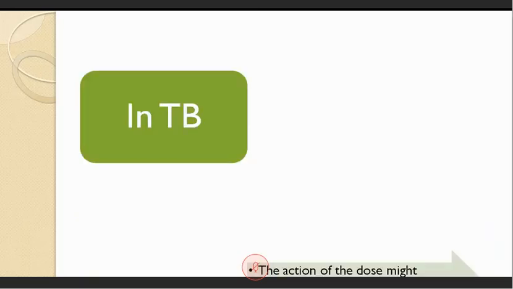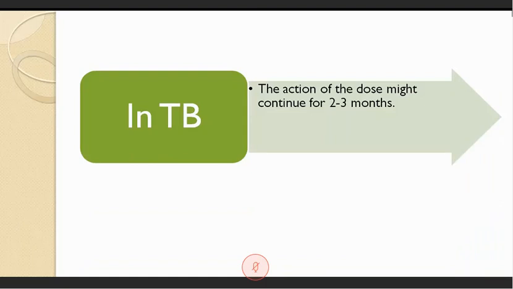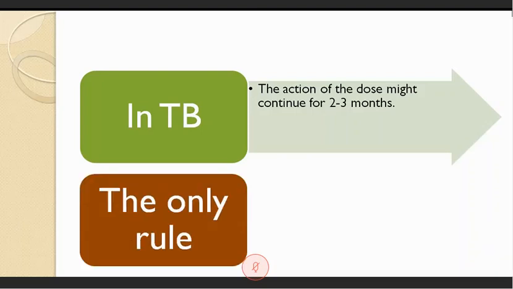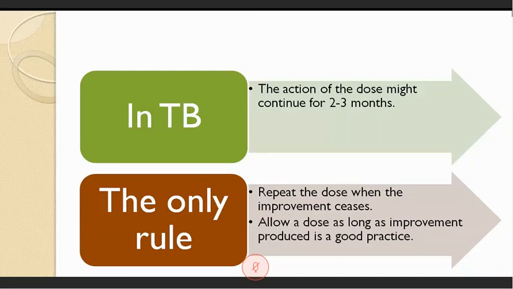So what happens in tuberculosis? In TB, the action of the dose might continue for 2 to 3 months. Single dose. The only rule we can follow is, repeat the dose when the improvement ceases. Allowing a dose to act as long as improvement is produced is a good practice. So we should be very much aware of this.